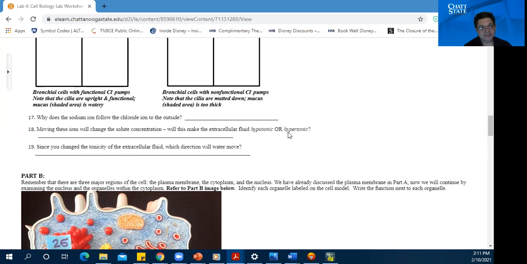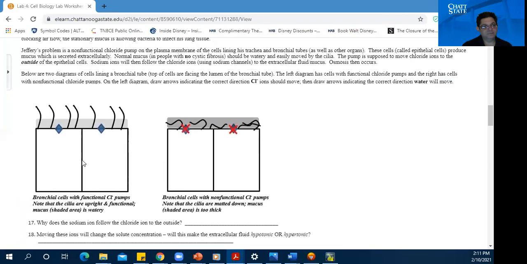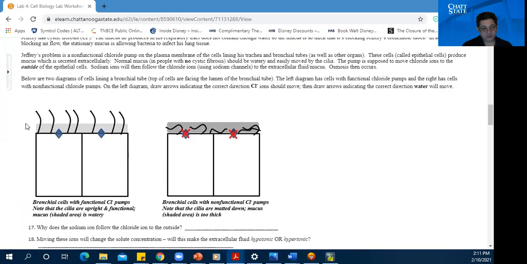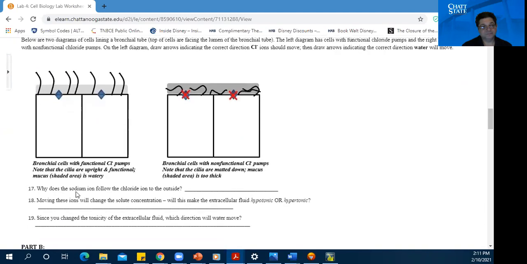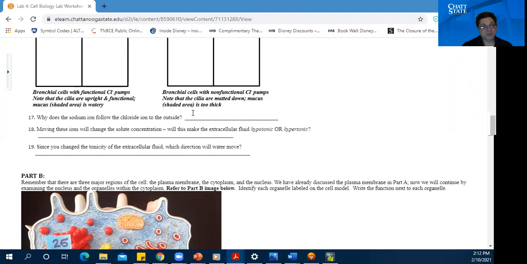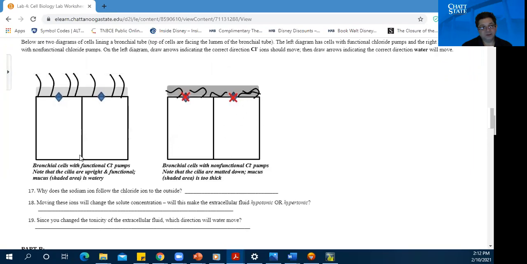So then number 19, playing off of that, in which way would the water move? It would move out of the cell towards that hypertonic extracellular fluid. And that's what we want in the normal state, diluting that mucus. That's the normal state. So on the right is the pathological state, on the left is the normal state.